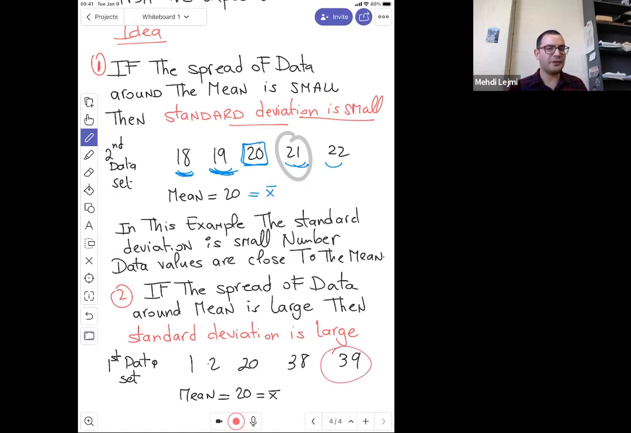So let's say you pick 39, right? Well, 39 is kind of far from 20. The difference between 39 and 20 is kind of large, like 19. So what we are saying here is that the difference between the mean and your data value, in general, is kind of high or large, right?